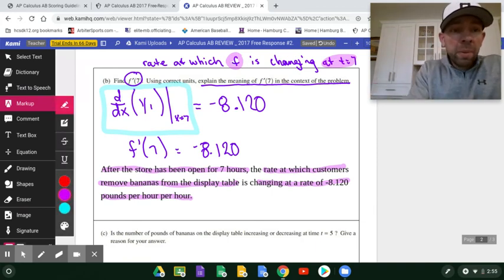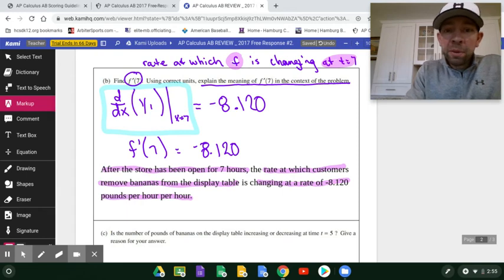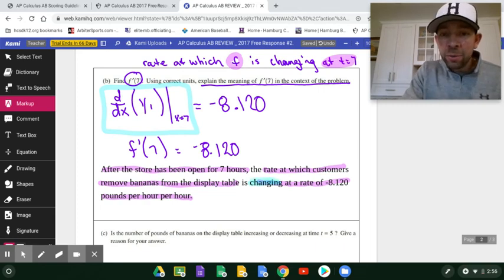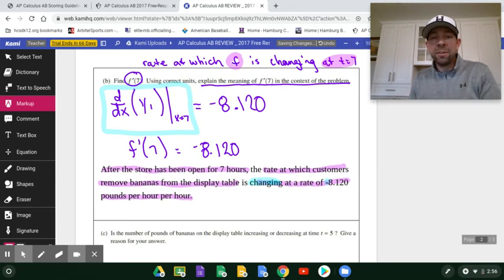Another thing you might want to do, depending on your preferences, is this word changing is a very neutral word. If you want to say decreasing, you can, but then this negative would not be there. The word decreasing takes the place of the negative.